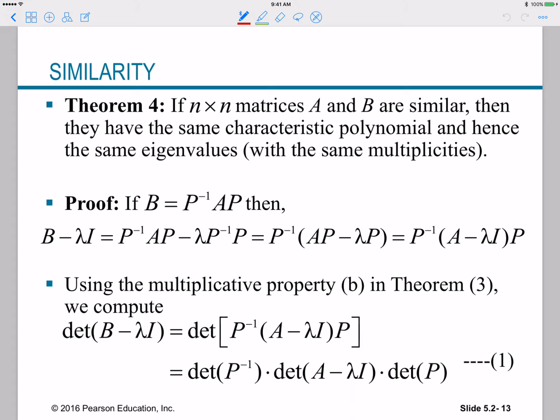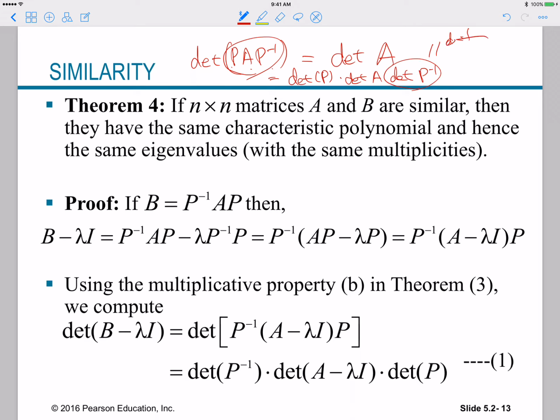So here's the theorem about the similarity. It's a really simple one. Theorem 4 is: the determinant of P A P inverse is the same as the determinant of A. If I ask you this as one of your final exam problems, you should be able to just prove that. How do you prove it? It's a product of three matrices: determinant of P, determinant of A, determinant of P inverse, and you know the determinant of P inverse is 1 over determinant P. So this guy and this guy cancel out, leaving the determinant of A.